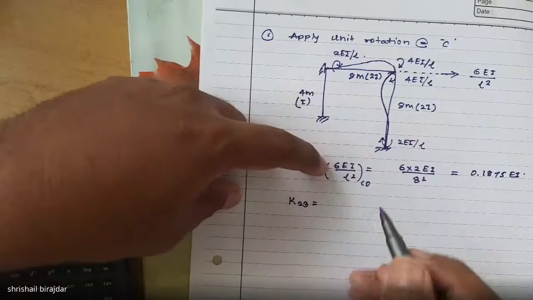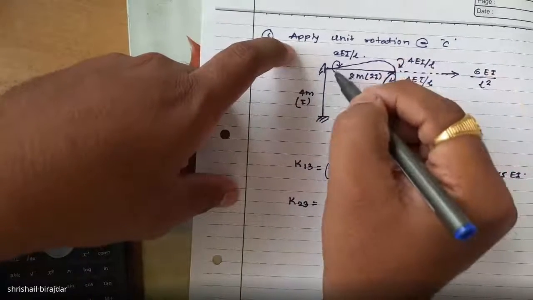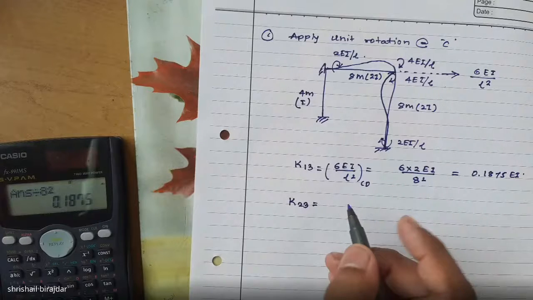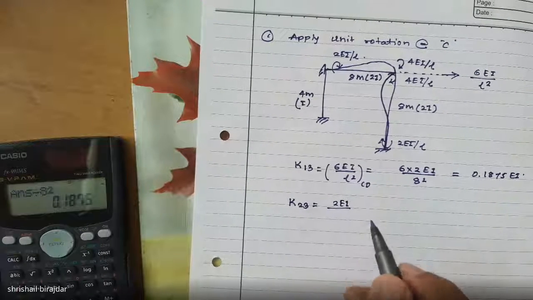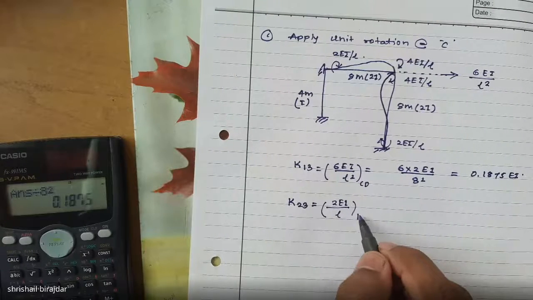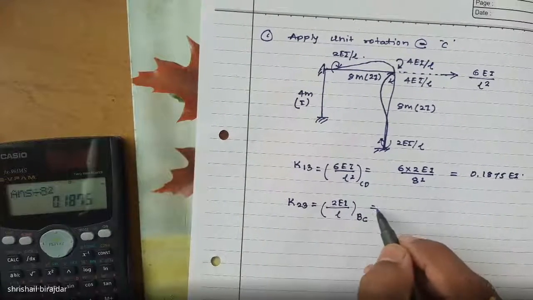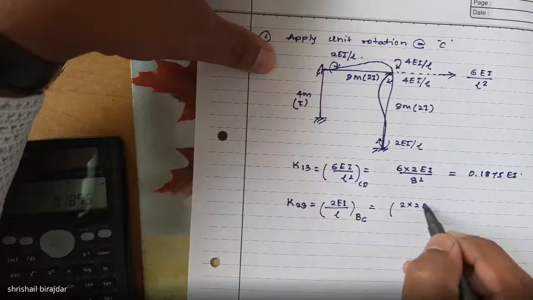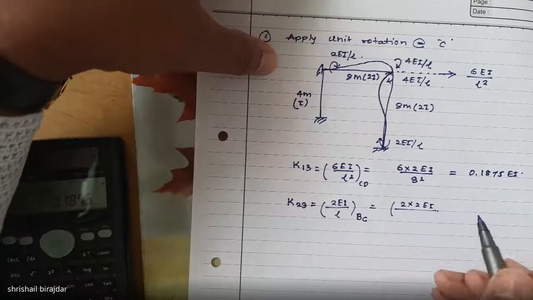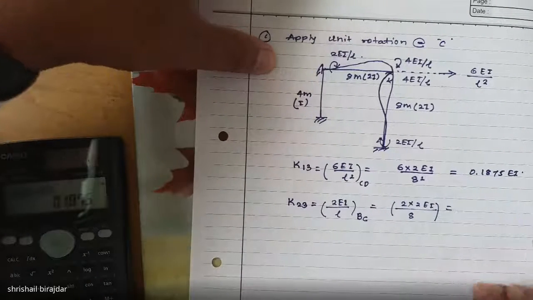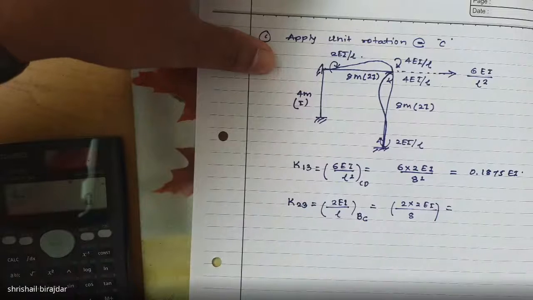Then followed with K23. You just directly write down K23 is equal to 2 EI by L for this particular BC. So write down 2 multiplied by 2 EI, because I is 2 for the beam, and span of the column equal to 8. So 4 divided by 8, 0.5.